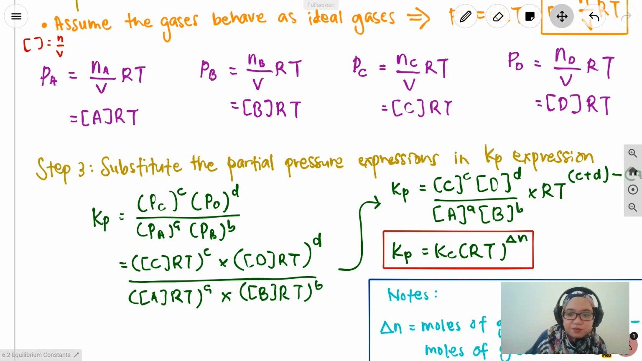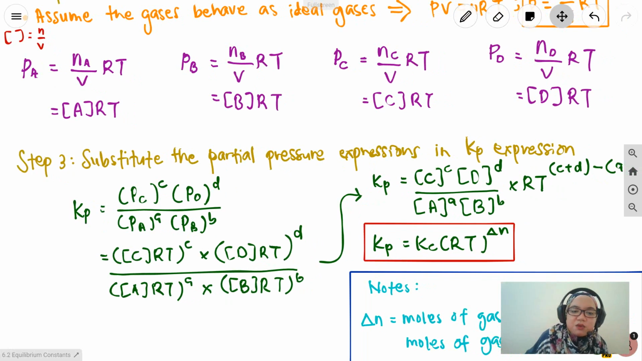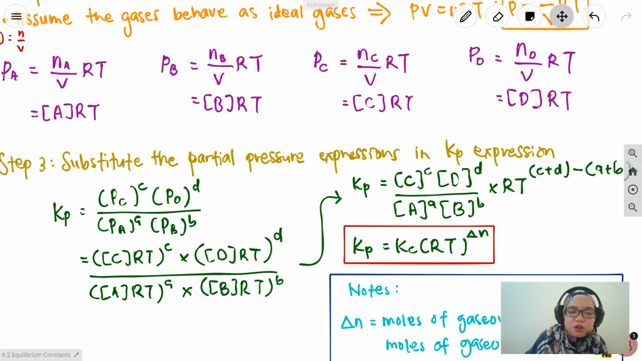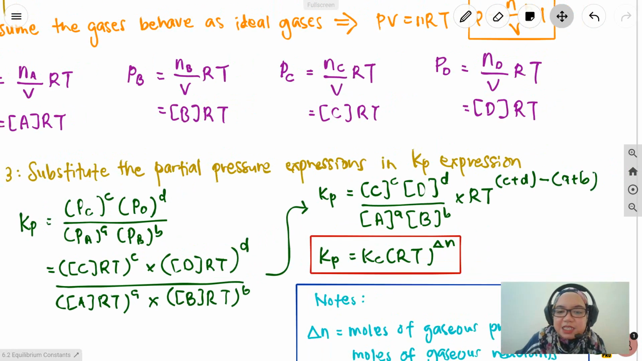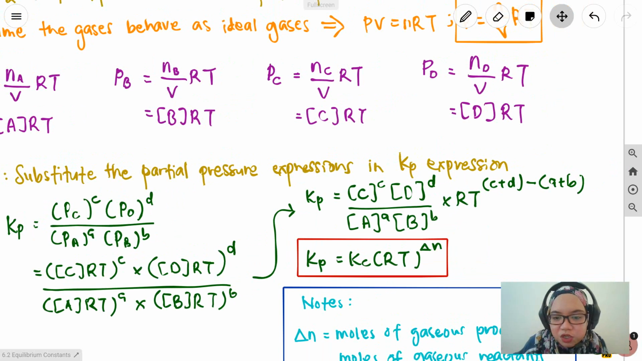So now we will take out the RT and combine it. So here we will get it like this. Kp is equal to concentration of C to the power of c times concentration of D to the power of d over concentration of A to the power of a times concentration of B to the power of b, times RT to the power of, can you see the coefficients here?